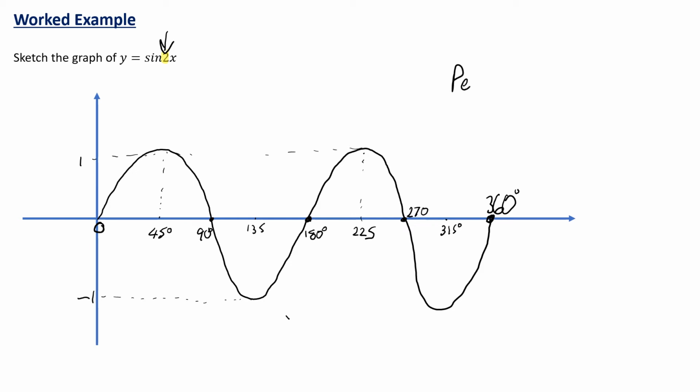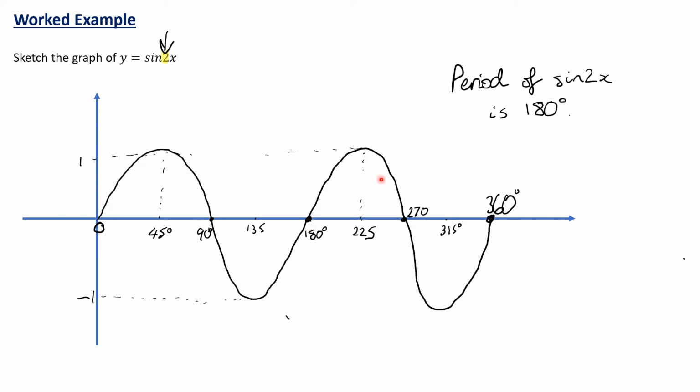The period of this function, I'll rewrite that. The period of sine 2x is, well, how long does it take for one revolution to finish? Well, one revolution finishes after 180 degrees. So the period of sine 2x is 180 degrees. Every 180 degrees we get a new revolution of sine x. You can see here.